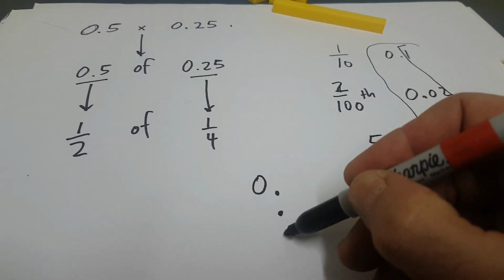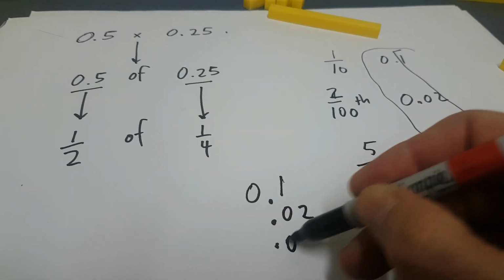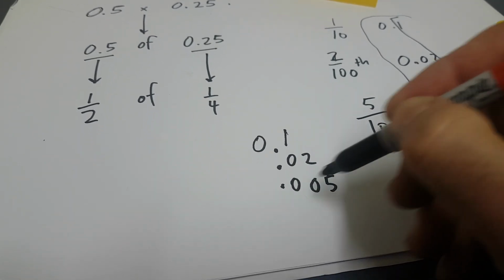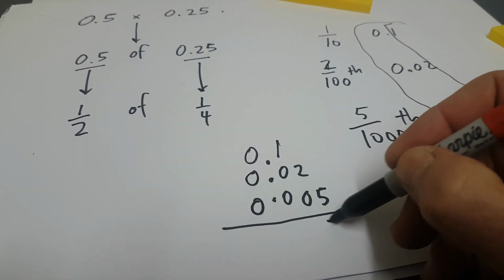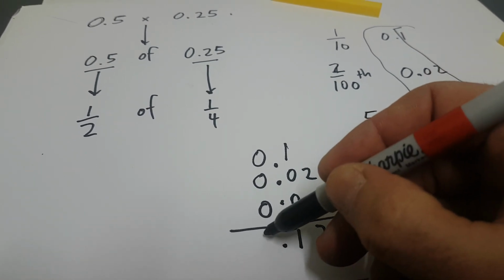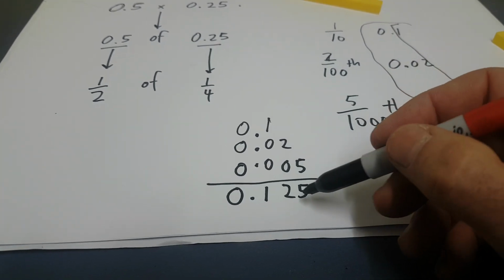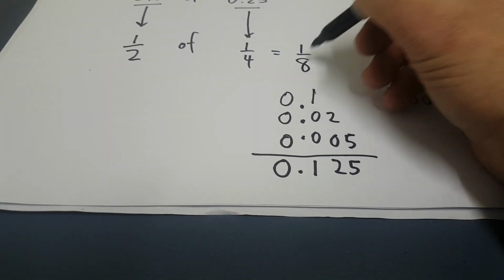And if we add all of these together, and we can do that by stacking them, getting the decimal points in line, that's 1 plus 0.2 plus 0.005. It's got 0, 0 and 0s there. That's 5, 2 and 1. 0.125. And that is the same as an 1/8.